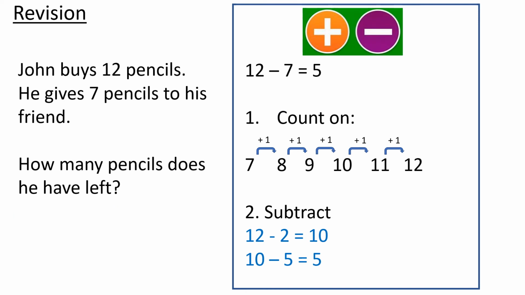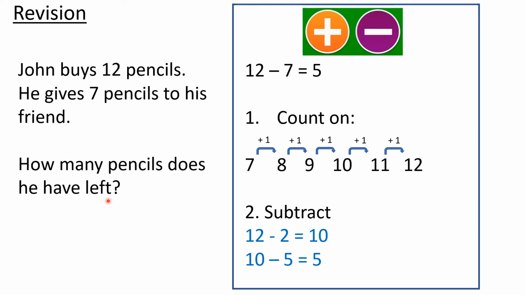Super, hopefully you're feeling nice and confident about your part-whole models now. The second part of our revision today is looking at word problems involving addition and involving subtraction. So let's read this first word problem together, and then I'm going to show you two different ways you could find your answer. It says, John buys 12 pencils. He gives 7 pencils to his friend. How many pencils does he have left?